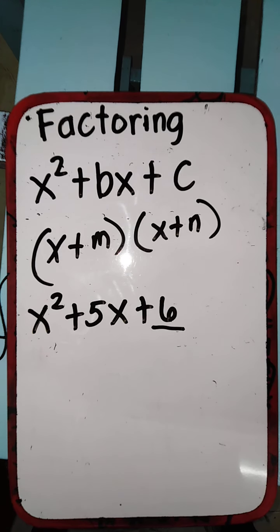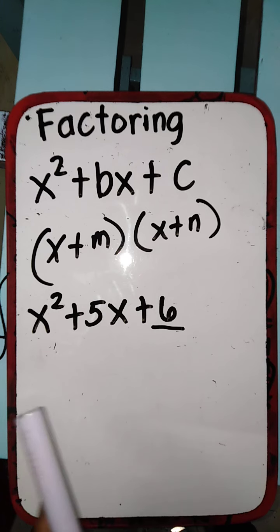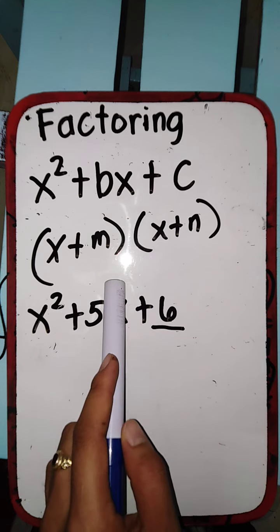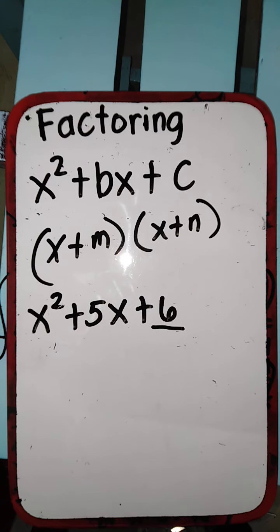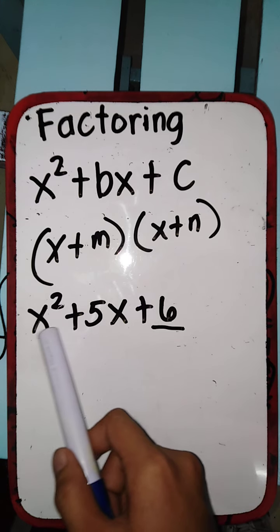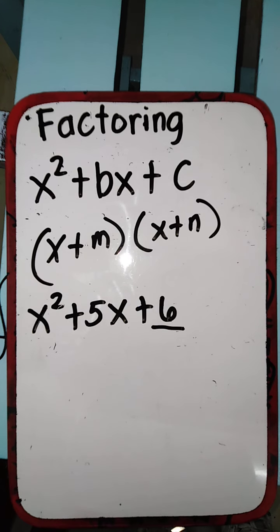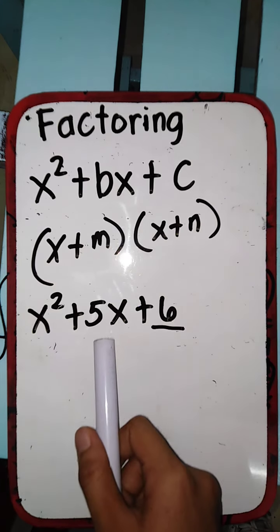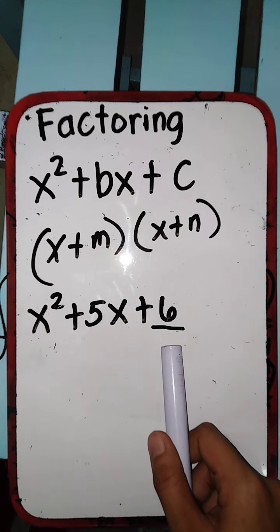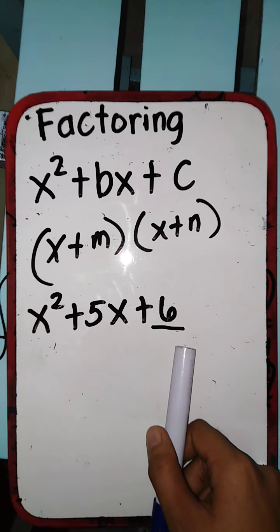Factoring in the form of x squared plus bx plus c. Factoring a trinomial of this form, x squared plus bx plus c, means to express the trinomial as the product of two binomials of the form x plus m and x plus n. For example, our first polynomial is x squared plus 5x plus 6. Our b is 5 and our c is 6. So first, we are going to focus on our c.